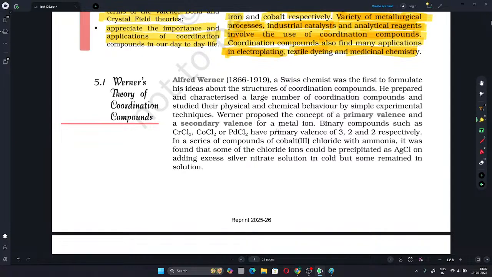The next topic, the first topic, Werner's theory of coordination compounds. Alfred Werner, 1866 to 1919, a Swiss chemist, was the first to formulate his ideas about the structures of coordination compounds. He prepared and characterized a large number of coordination compounds and studied their physical and chemical behavior by simple experimental techniques. Werner proposed the concept of primary valence and secondary valence for a metal ion.